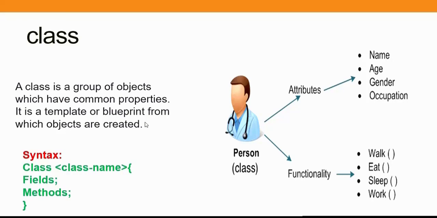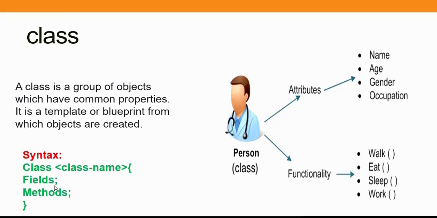So in order to create a class, here is the syntax. We are going to use class as a keyword followed by the name of the class. This class is a collection of fields and methods. Fields are nothing but the data members. What do I mean by data members? Data members are like a data type where we are going to create a variable. Methods, in other words, we can say functions.